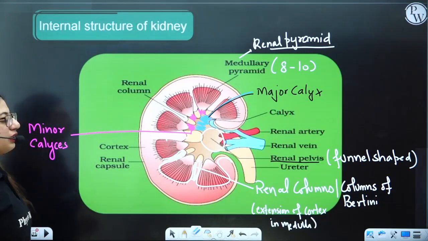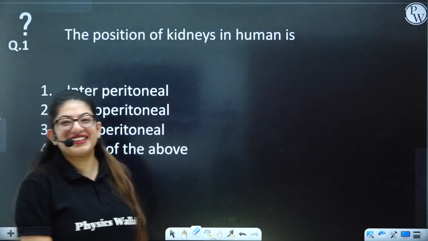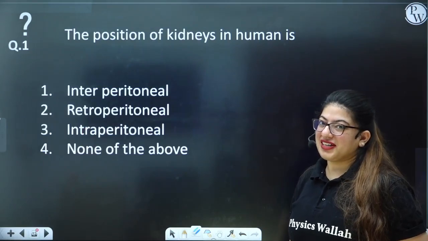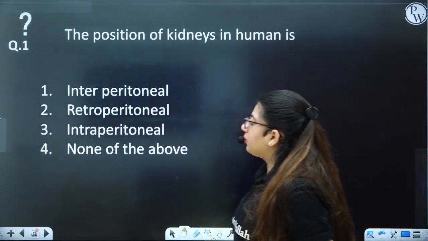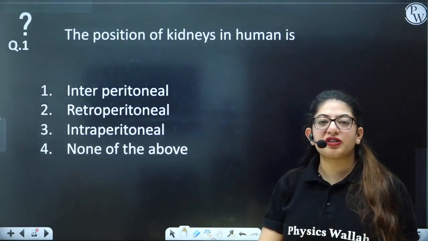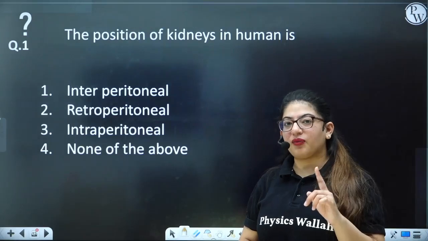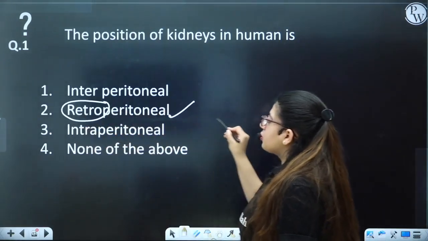Let's move further and talk about the questions. Okay, so your study is incomplete without questions, I tell you. The position of kidney in human is interperitoneal, retroperitoneal, intraperitoneal, none of the above. Where is it present? Outside the peritoneum, but it is covered on one side. Retro means behind. Behind it doesn't have peritoneum. So answer is 2.